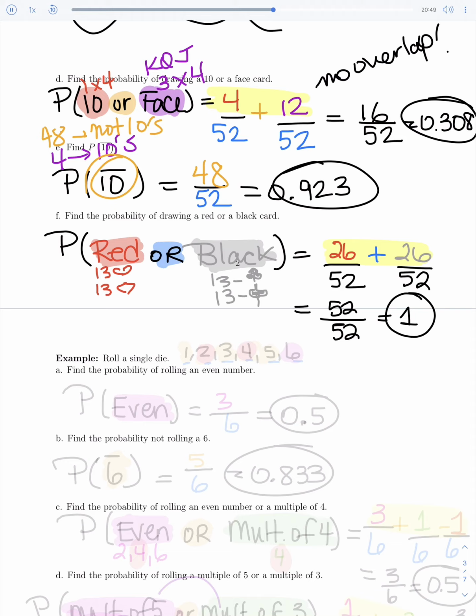On this next one, we're rolling a single die, which means we're rolling a 6-sided die, so we'll have the numbers 1, 2, 3, 4, 5, and 6. And on this first one, we're looking at the probability of rolling an even number.